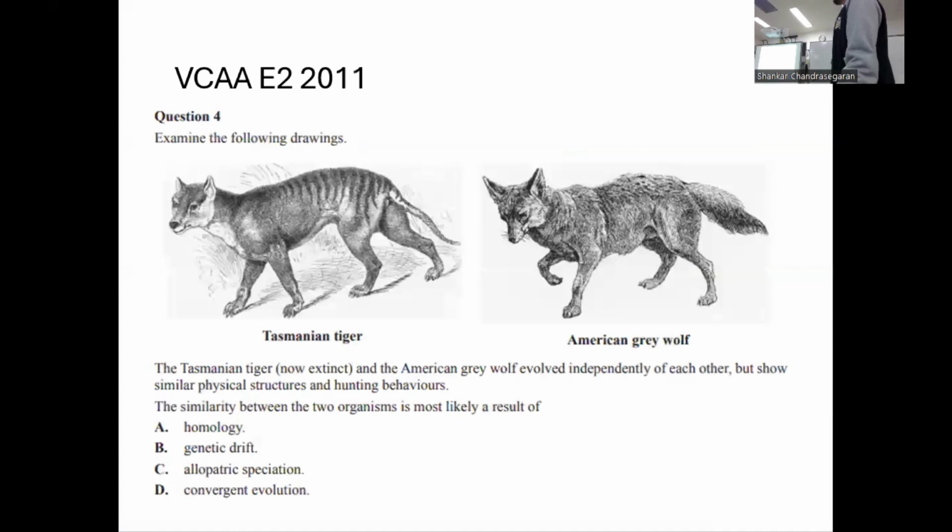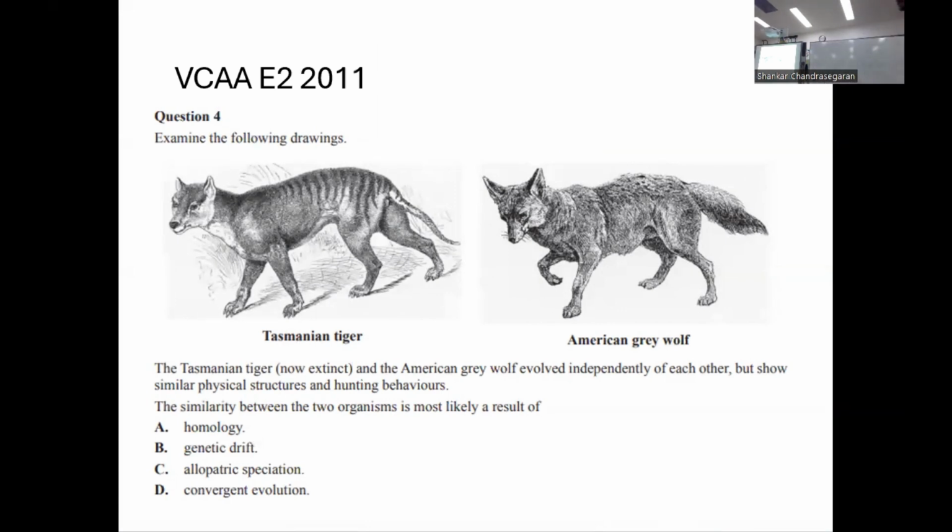All right, so let's look at this first question. Did the Tasmanian tiger, now extinct, and the American gray wolf evolve independently of each other but show similar physical structures and hunting behaviors? The similarity between the two organisms is most likely a result of what we're looking at.